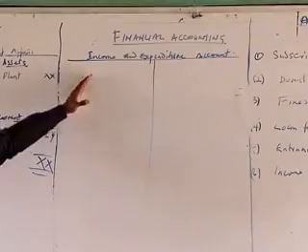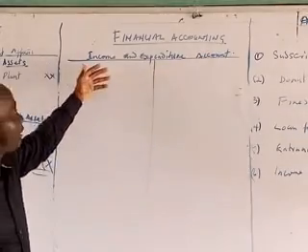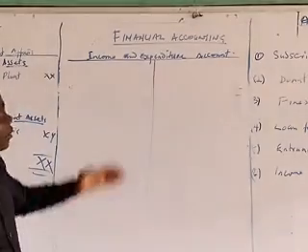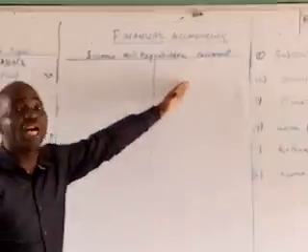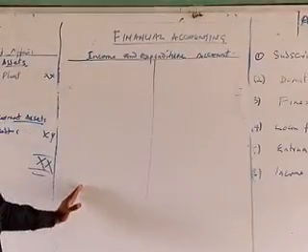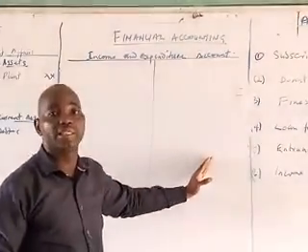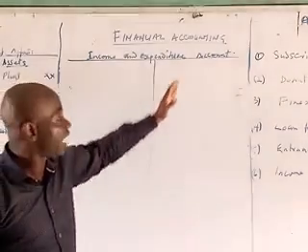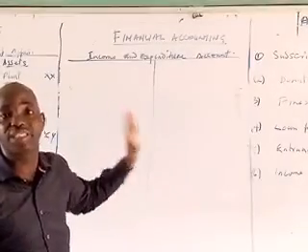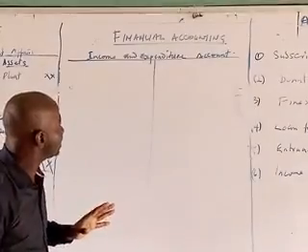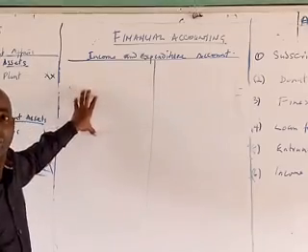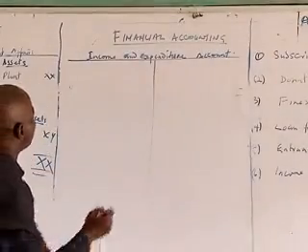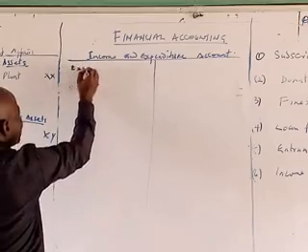Some students commit one error or the other. Because the account says income and expenditure account, they put all their income on this side and all their expenditure on this side. If we do such a thing in an exam, the examiner will not look at any other thing than to cancel the account and award you 0. So what we are saying is that this side is meant for the expenditure, while this side is to be called the income. And what are the expenditures that you can arrive at?